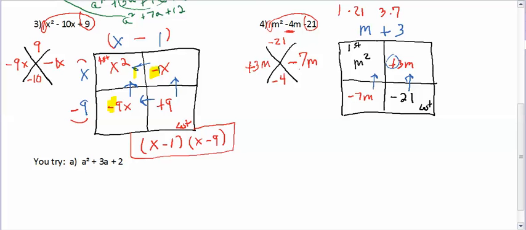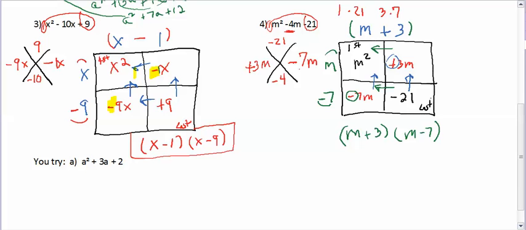And then I'm going to go this direction. What do these have in common? They just have an m. And what do these two have in common? They have a 7. And remember, this sign determines what sign goes here. And so I've got my answer. My answer is m plus 3 and m minus 7. Okay, so now I want you to stop the lesson.